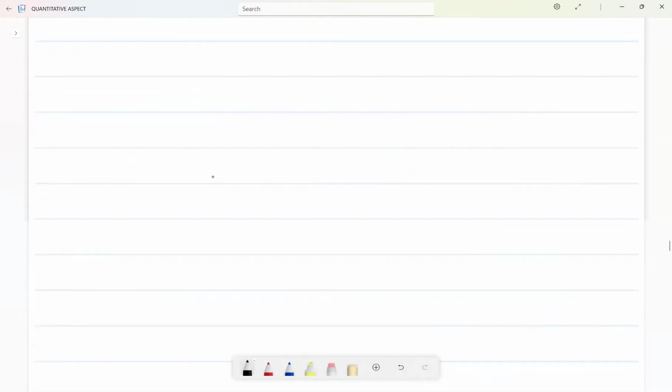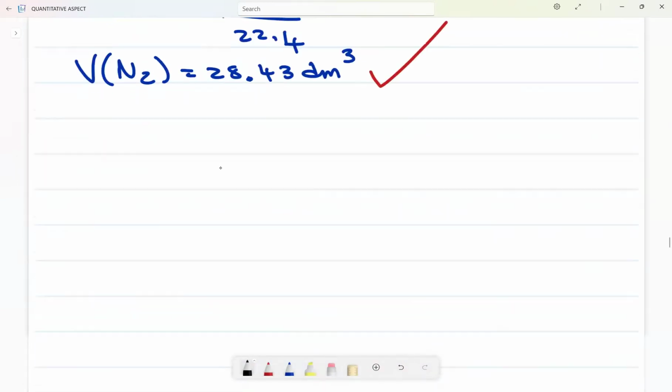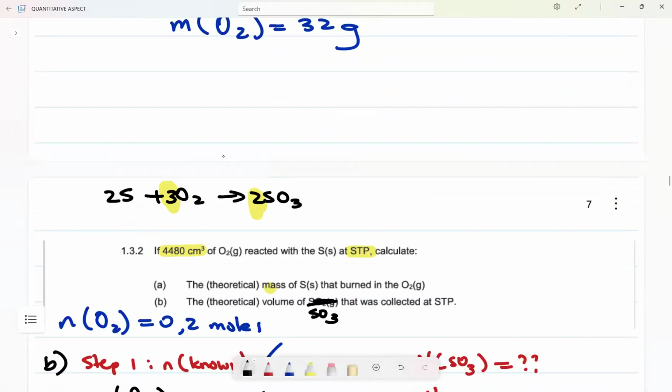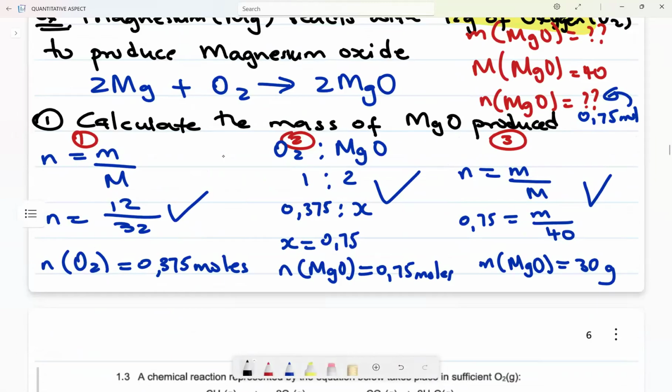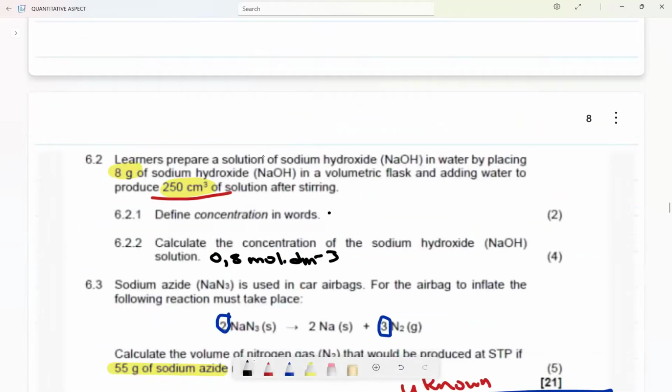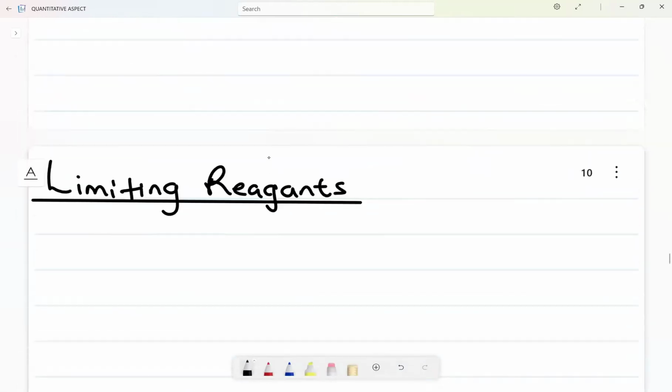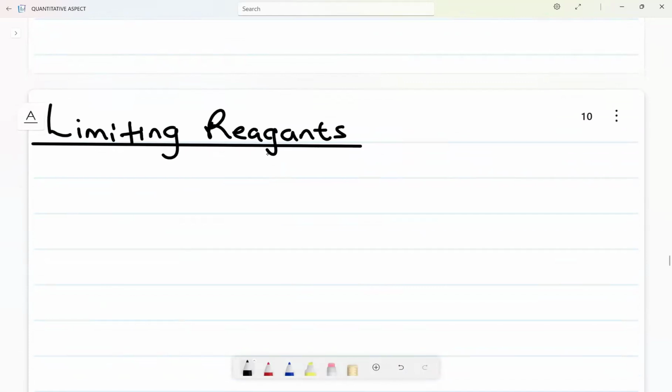When you understand stoichiometric calculations, everything from now on is going to be smooth. If you understand these three steps, you're going to use them everywhere. Even as we move to what we refer to as limiting reagent, you're still going to need those three steps used in stoichiometric calculations. So we first need to define what a limiting reagent is.